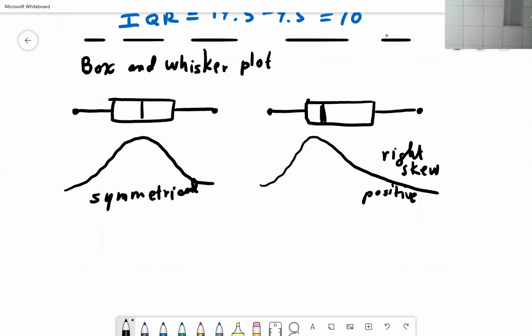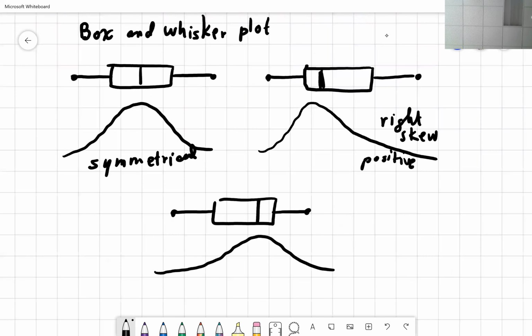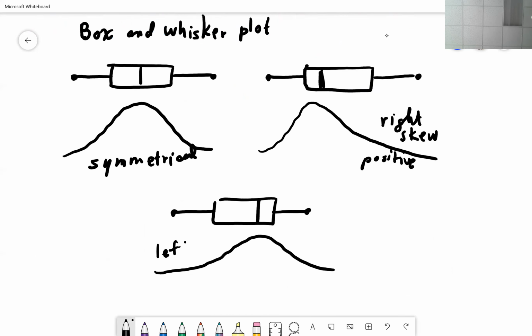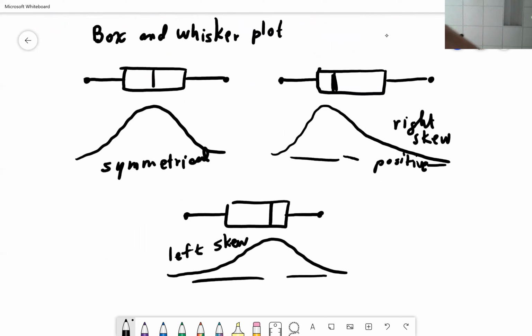And now you might get a box plot that does the opposite, where the middle line goes over here. And we might think that something like that looks like that. And this is a left skew. Now, there's a bunch of little details here that I'm not going over. AP stats is a little bit different. We look at even where the whiskers are. These are the whiskers. This is the box. Box and whisker plot. But that's loosely what it is.